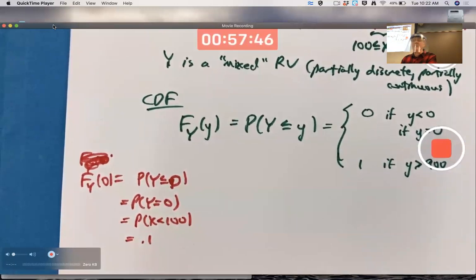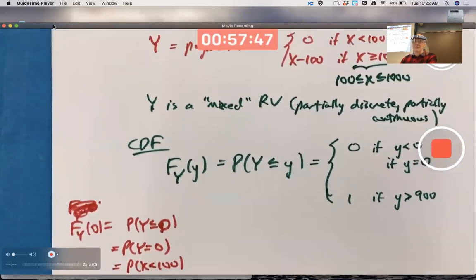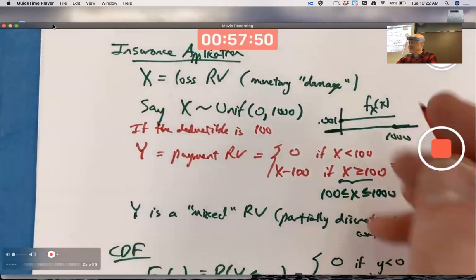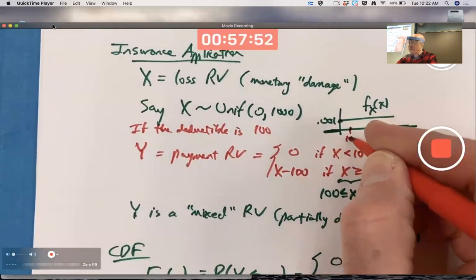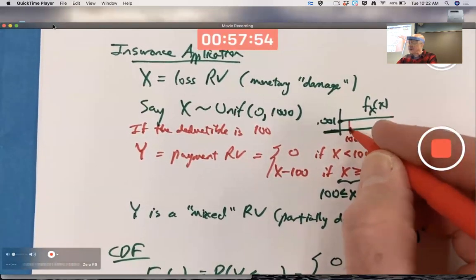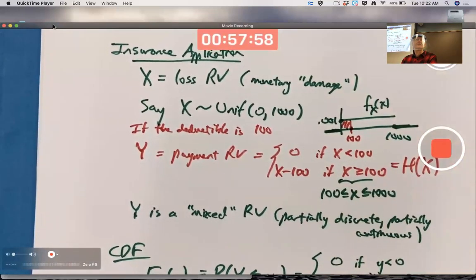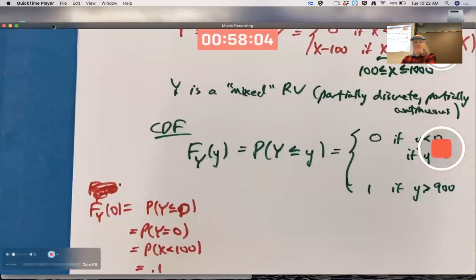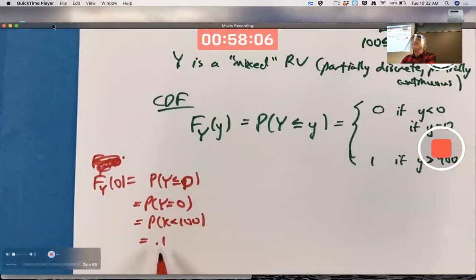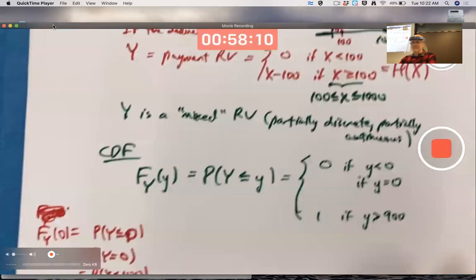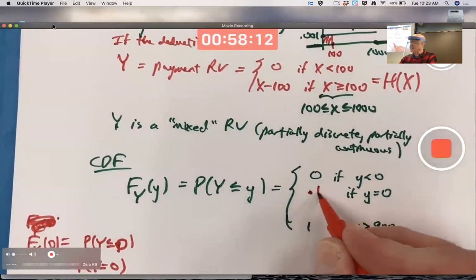X is uniform. There's its PDF. 100 is right here. The probability that x is less than 100 is the area of that box. Base times height, 100 times 0.001 is 0.1, 1/10. This is 0.1 if y equals zero.